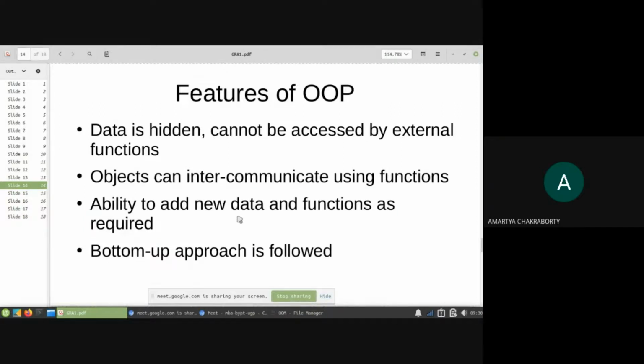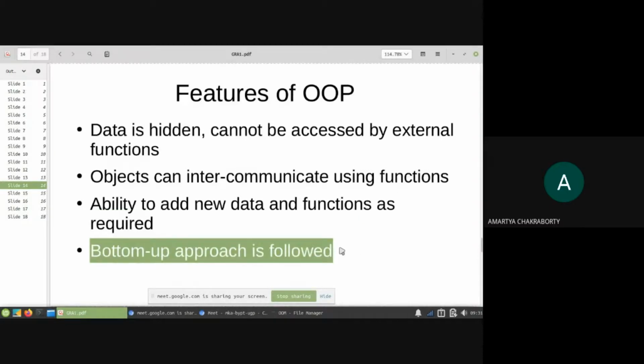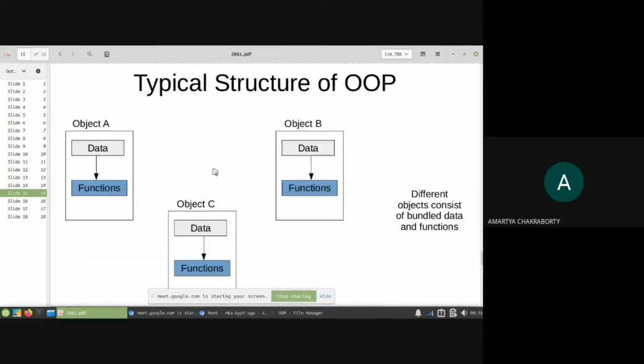The last thing right now is that a bottom up approach is followed. It is called a bottom up approach. In the previous case of procedure oriented programming, we have already seen that it was a top down approach. The flow of control always begins with the main function, and from that we move on to other different functions which call each other. So that was a top down approach. But in object oriented programming, we follow a bottom up approach. So let's take a look at it.